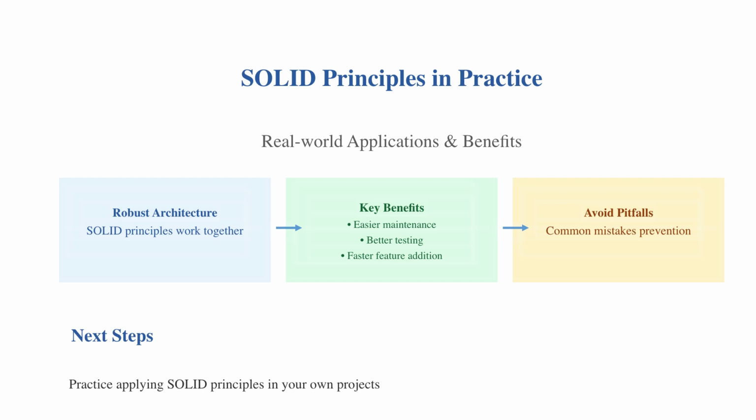You'll find that maintenance becomes significantly easier when each class has a single responsibility. Testing becomes more straightforward when your code follows the open-closed principle. And adding new features becomes less risky when your architecture respects proper substitution and interface segregation.